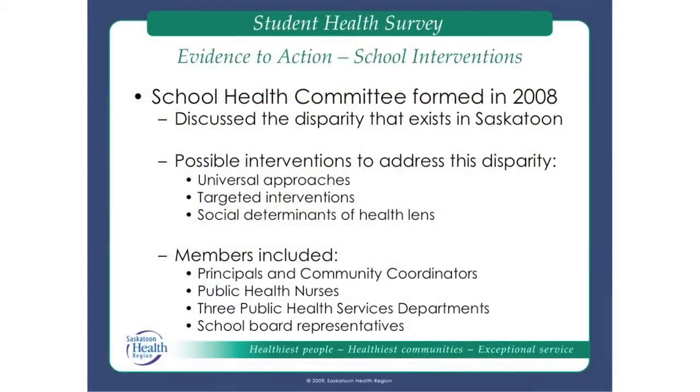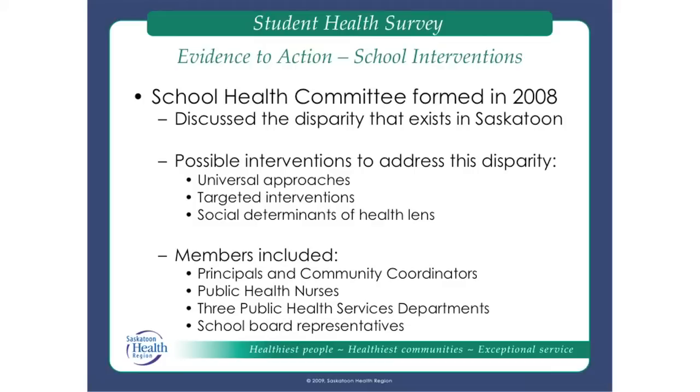So the results of the Student Health Survey, as well as the Health Disparity Data Report, galvanized interest in doing something in schools for children. There was strong support in having interventions that were school-based and interventions that address some of the disparities around physical activity and mental health in schools.